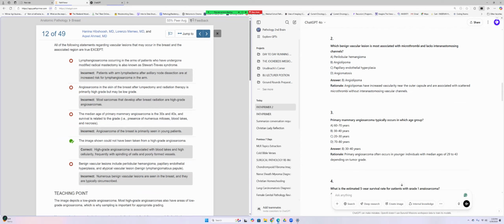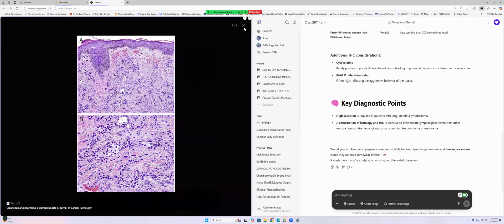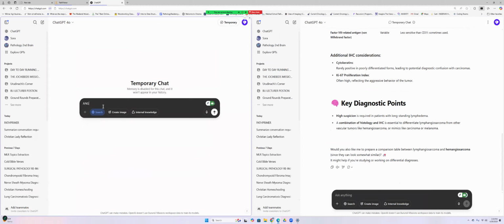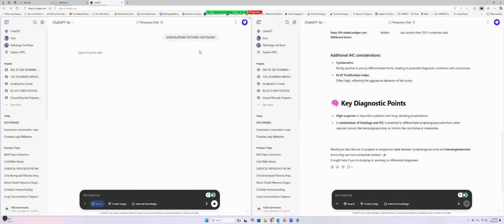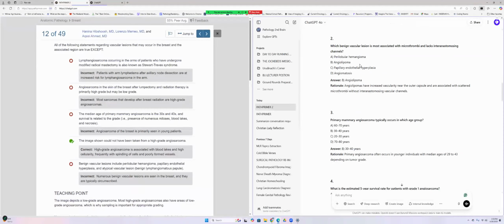Which benign vascular lesion is most associated with microthrombi and lacks interanastomosing channels? Papillary endothelial hyperplasia. That's microthrombi, okay. But there's another entity we have not looked at, called angiolipoma. Angiolipoma is not angiomyolipoma, which is more in the kidney. Let me show pictures of angiolipoma histology. Angiolipomas have increased vascularity near the outer capsule and are associated with scattered microthrombi without anastomosing vascular channels.